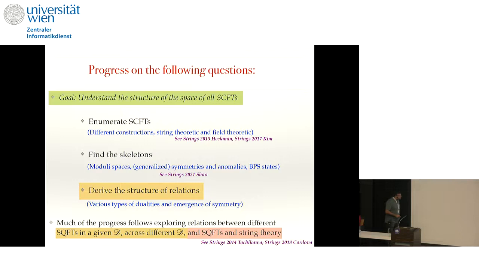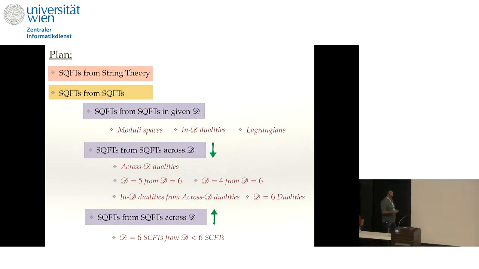The progress in recent years was mainly due to understanding these relations between supersymmetric quantum field theories, either in a given number of dimensions or across different dimensions. And this will be our focus. Something which will be a little bit left behind the scenes is the relations that one can derive from string theory. But again, this is a very important part of the progress, which I will mention in passing. So this will be the plan of our talk.